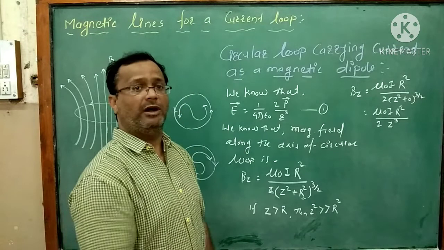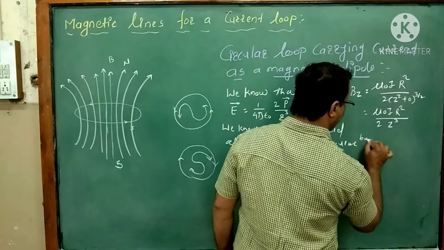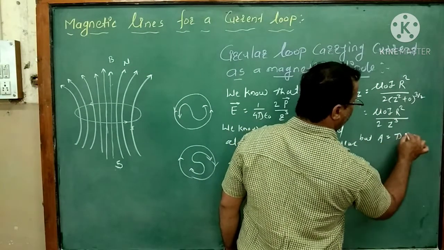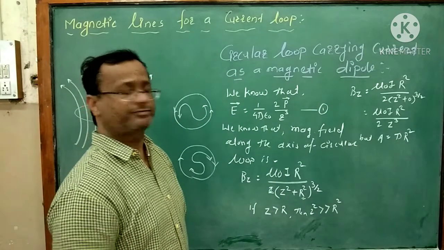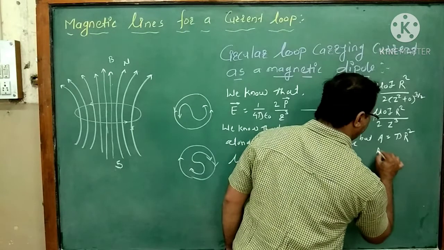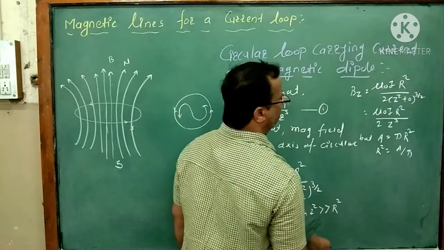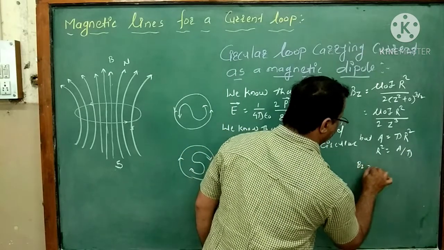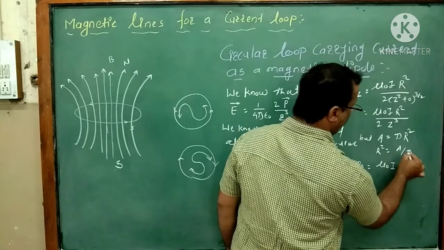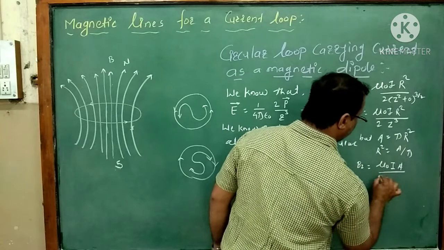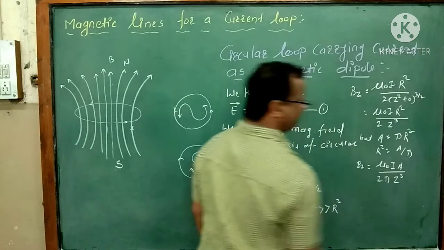But we know the area of the circular loop is simply pi r square, where capital R represents the radius of the loop. Then r square is equal to A upon pi. Now substitute this value here. So Bz is equal to mu 0 I, and instead of r square, A upon pi, with the 2 as it is, and now this will be z cube.